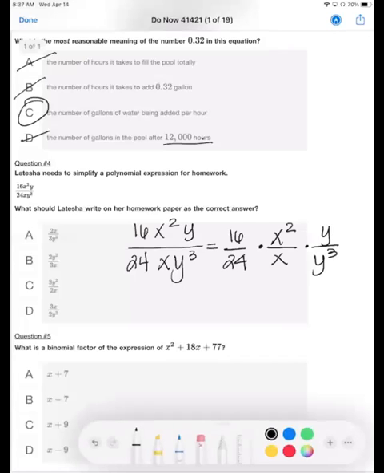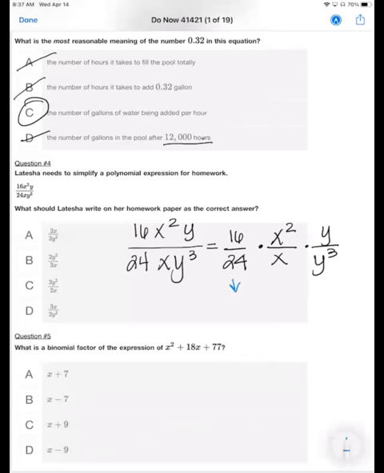All right, so let's find the GCF of 16 and 24. So I know that 8 goes into both 16 and 24. 8 goes into 16 2 times, and 8 goes into 24 3 times. So that's going to be 2/3. x squared over x is going to be x squared minus x, which would be just x. All right, and then y to the first power over y to the third, we would subtract the 1 and the 3, which would give me y to the negative second power.